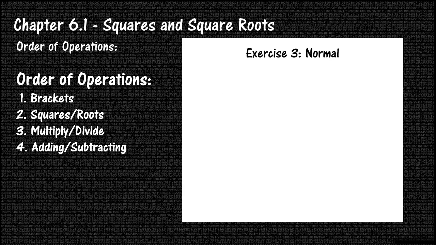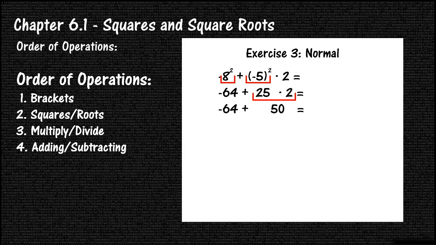What about this one? -8 squared plus (-5) squared times 2. The squares can be calculated at the same time, but make sure you calculate the square of 8 and the square of minus 5. So our next line is minus 64 plus 25 times 2. Then we solve the product of 25 and 2, which is 50. And minus 64 plus 50 is minus 14.